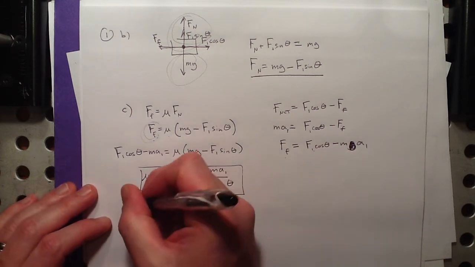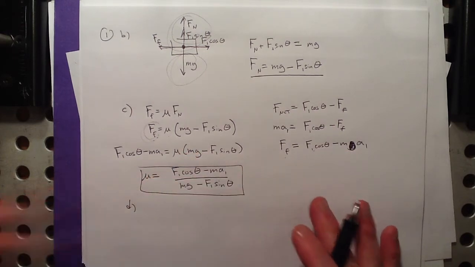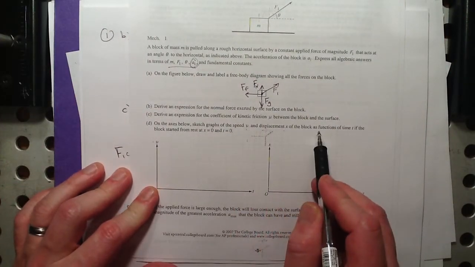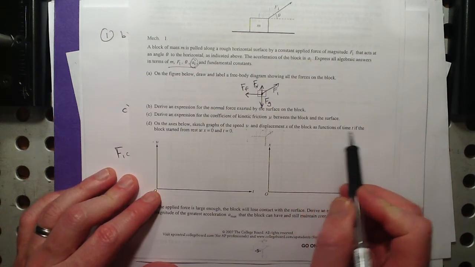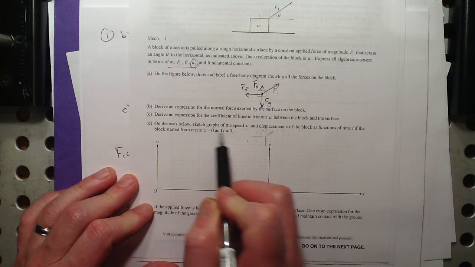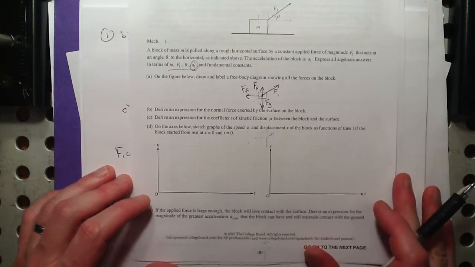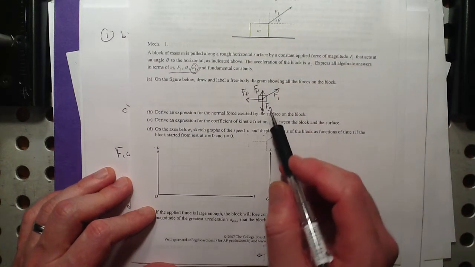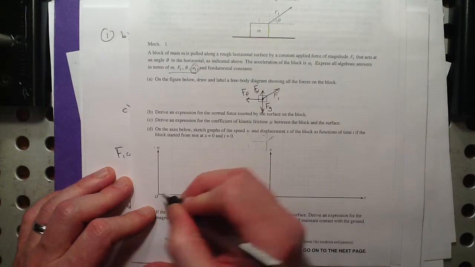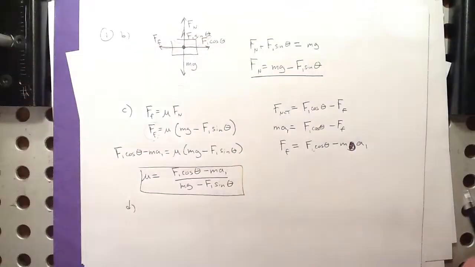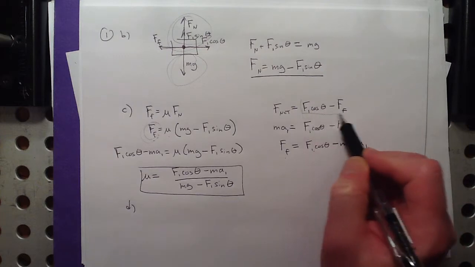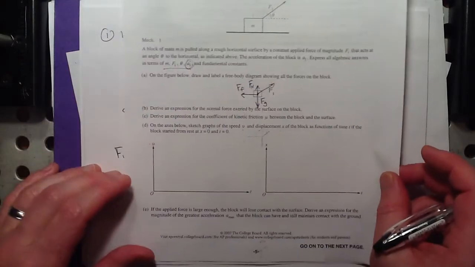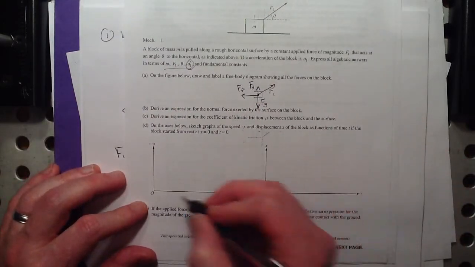Part D. On the axes below, they want us to sketch graphs of the speed and displacement of the block, as functions of time if the block started from rest, x equals 0 and t equals 0. Well, this is actually maybe the easiest part, since it has a constant acceleration. Right, there's a constant net force acting on it. We found that in the last part right here. The net force is this, right, and those are both constants. So, constant force means constant acceleration.